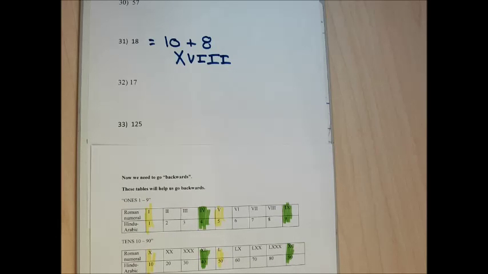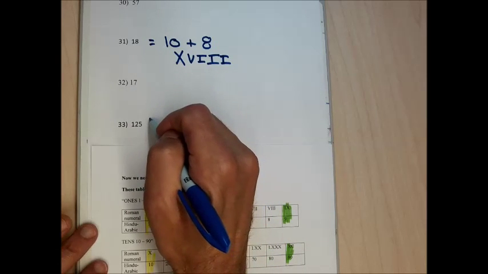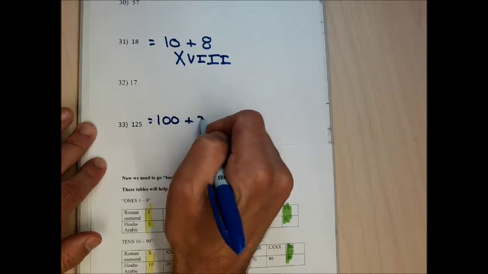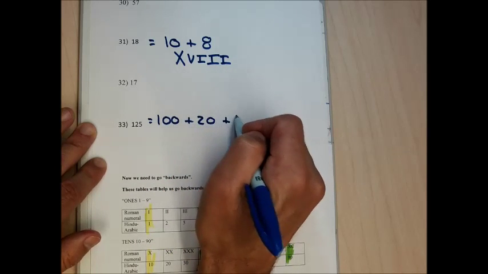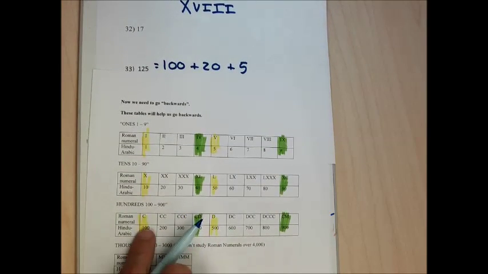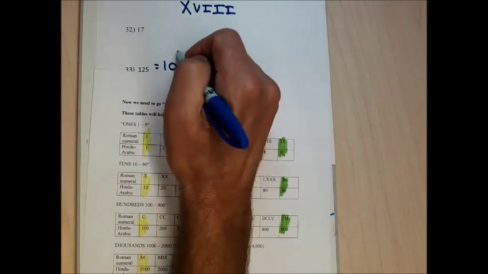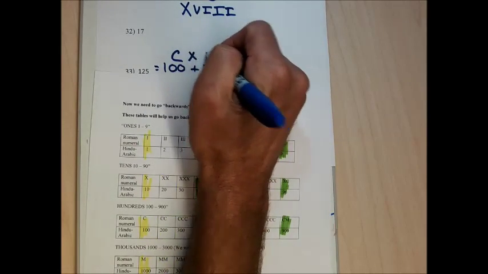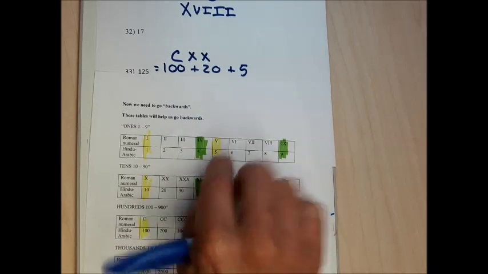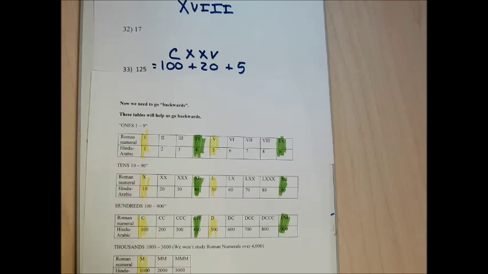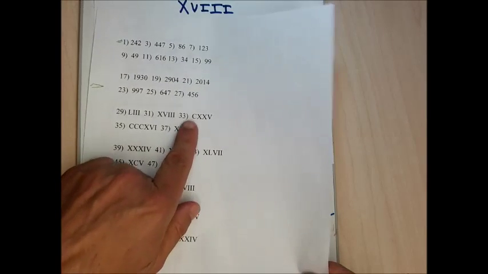Pause the video if you want and give 33 a go. For 33, this is 100 plus 20 plus 5. The Roman numeral for 100 in my chart is a C. The Roman numeral for 20 in my chart is an XX. The Roman numeral for 5 is a V. So 125 is going to be CXXV, and that's exactly what my key has on it.